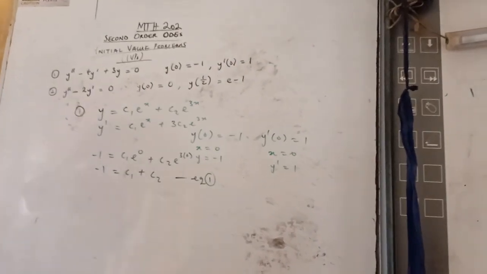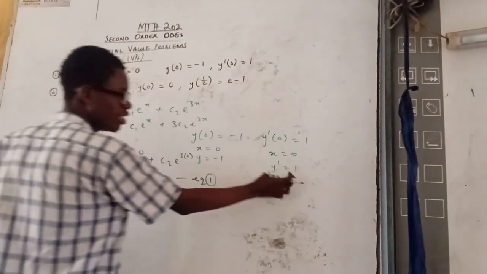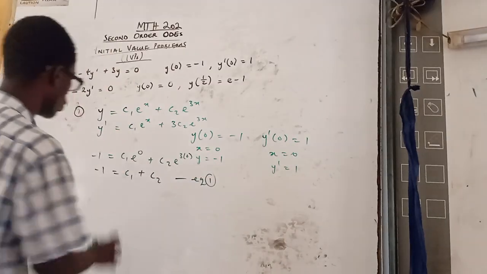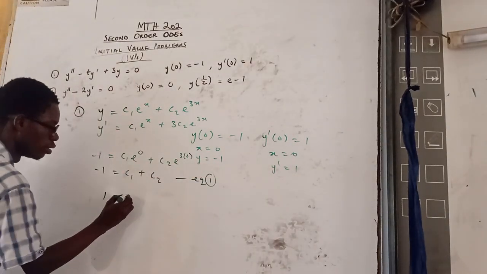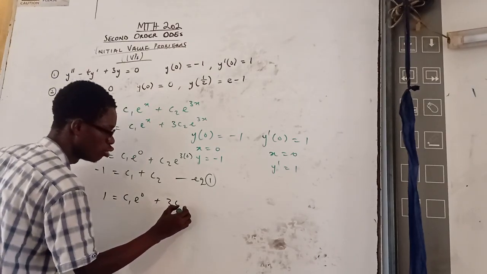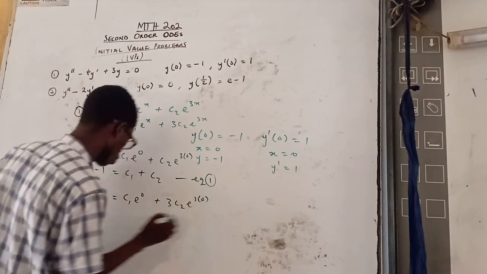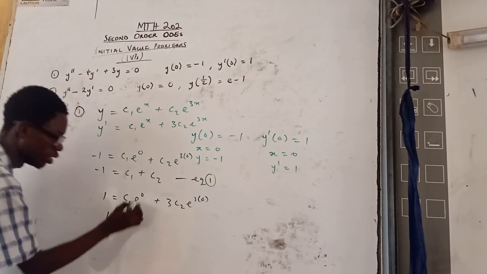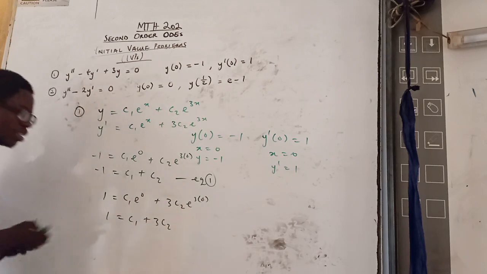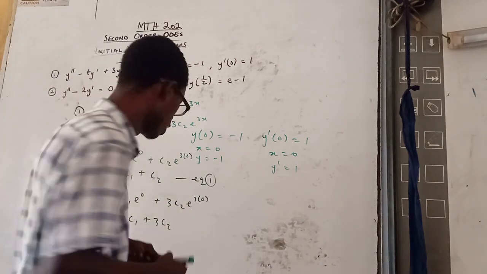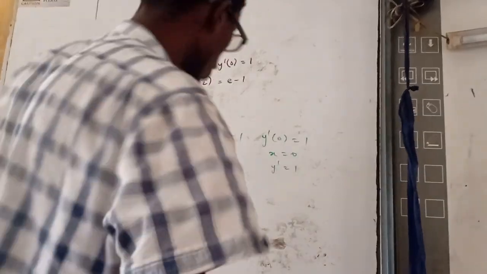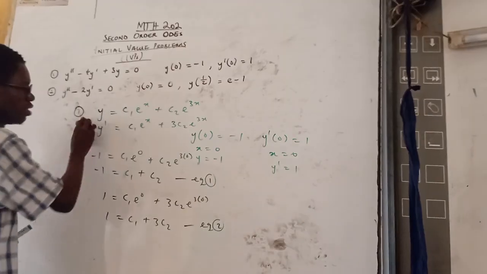Now let's go to the second one. We have differentiated this, and using the initial values, y prime equals 1 whenever x equals 0. So 1 equals c1 e raised to power 0 plus 3c2 e raised to power 3 times 0, and e raised to power 0 is 1. So we have 1 equals c1 plus 3c2. This is our equation 2. Now for the sake of space, let me remove this.